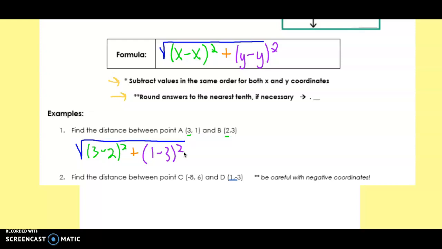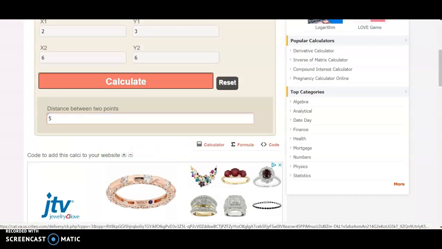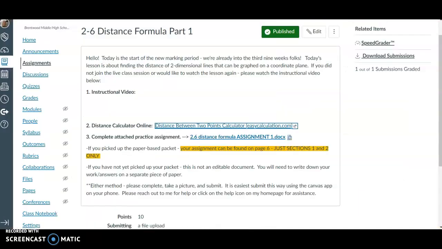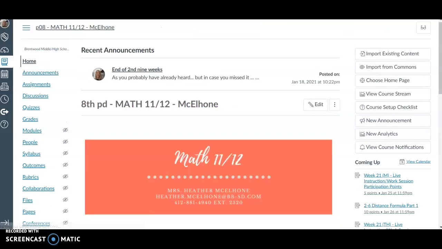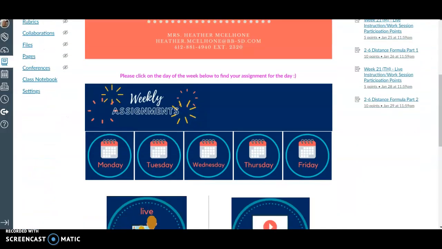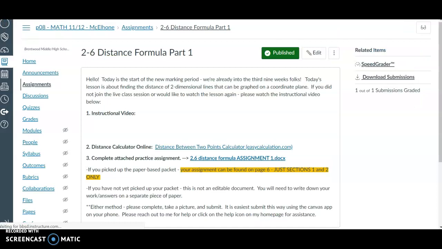So when in doubt, you can also use online resources. There are plenty of websites out there that will do the distance calculations for you. So I would highly encourage that we use this resource. Let's talk about where it is. If we go to our Canvas page, now I'm using period 8, but period 5, yours looks exactly the same. We're going to scroll down, and again, this was Monday's assignment. I'm going to click on Monday.